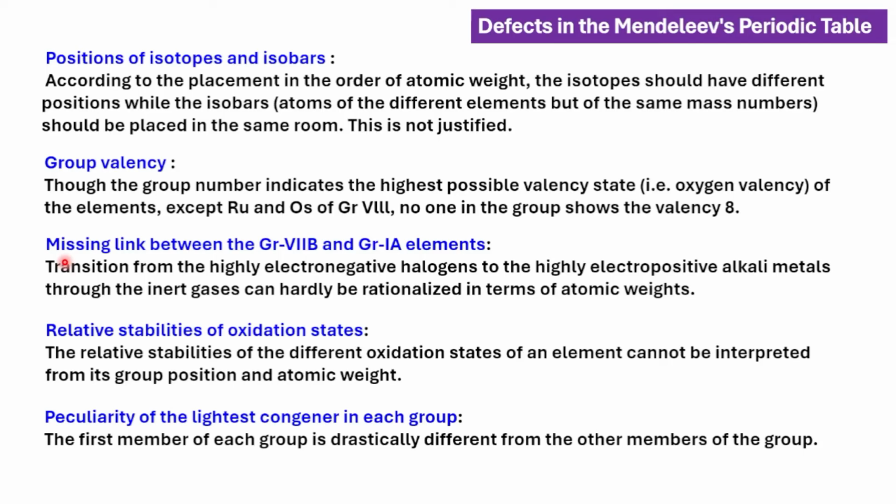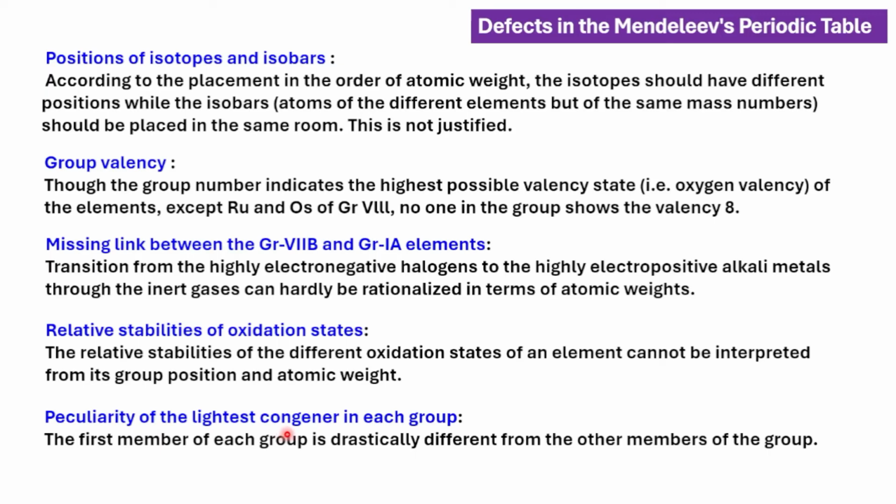Now, the missing link between the group 7b and group 1a elements. The transition from the highly electronegative halogens to the highly electropositive alkali metals through the inert gases can hardly be rationalized in terms of atomic weights. Next one was the relative stabilities of oxidation states. The relative stabilities of the different oxidation states of an element cannot be interpreted from its group position and atomic weight. Means the stability of the oxidation states you cannot predict from Mendeleev's periodic table.